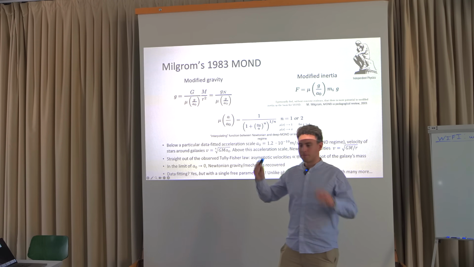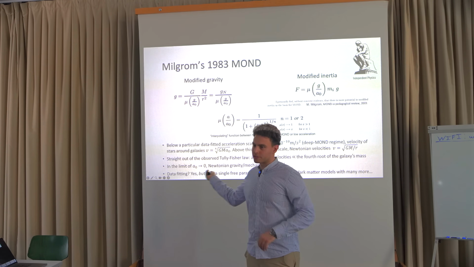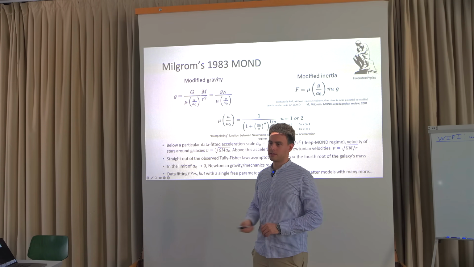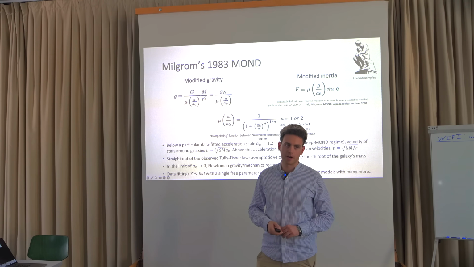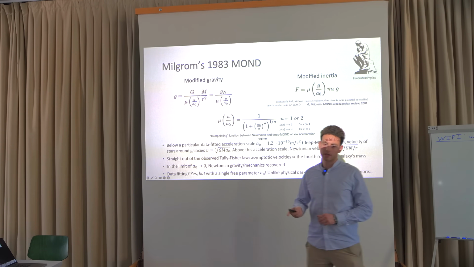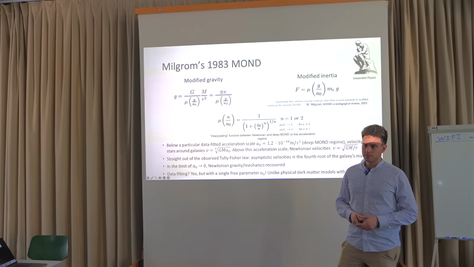With MOND, you give me the mass distribution, I'll get you the rotation curve directly, just with this constant over here as a free parameter. It's a single free parameter. But the parameter is different for every different galaxy? No. I just said they're all the same.